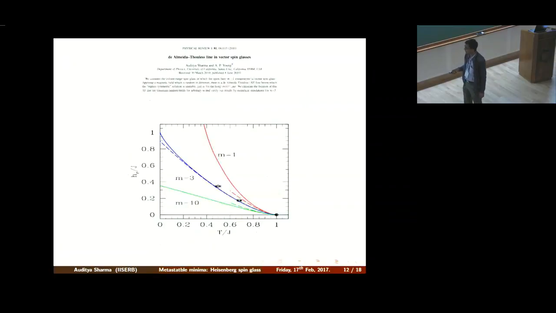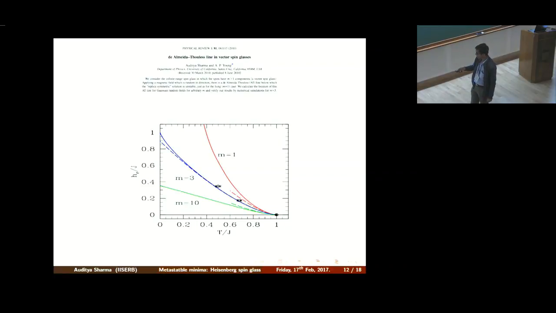I want to quickly tell you what happens when you turn on a magnetic field. There is something called the Almeida-Thouless line, which separates the high temperature, high field paramagnetic phase from the spin glass phase. In our work, we are sitting at this point at T equal to 0, and for Heisenberg spins there is a critical value of the random field, H_AT, which is at 1. So apparently these metastable states are also sensitive to this critical point.